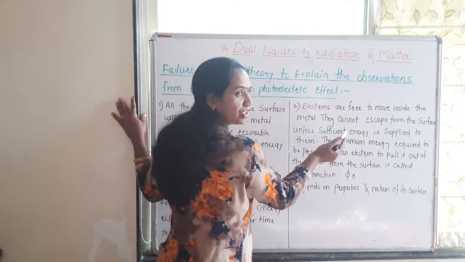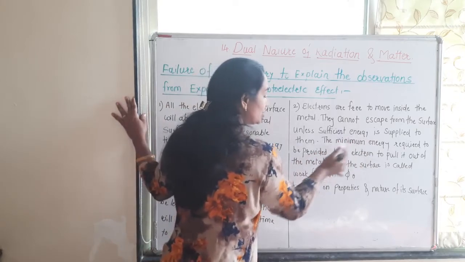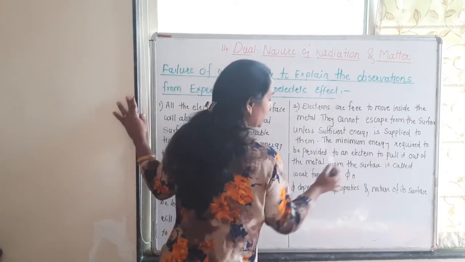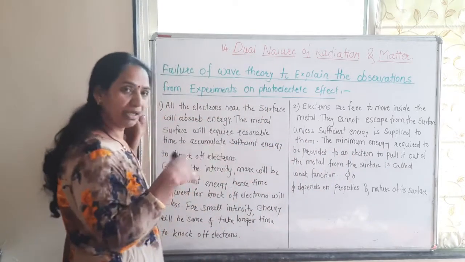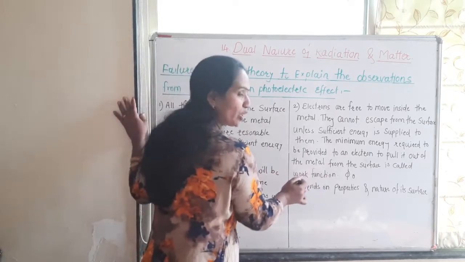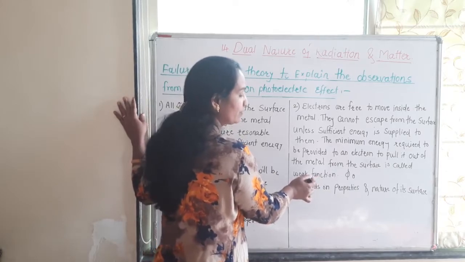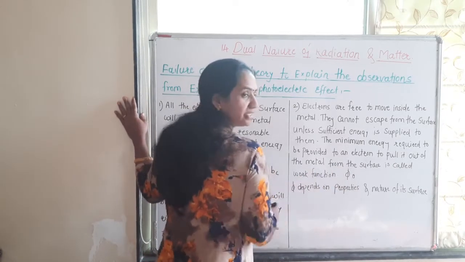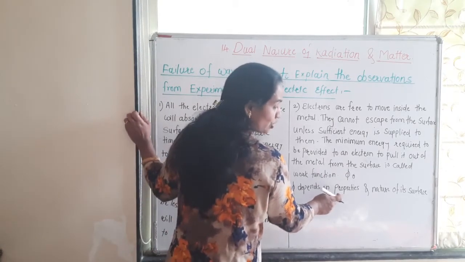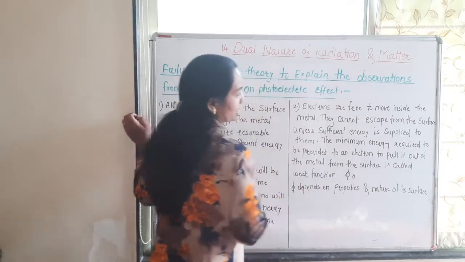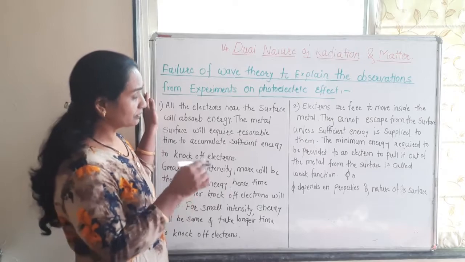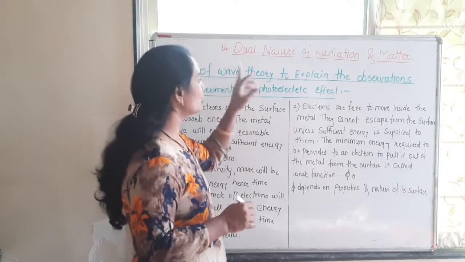The minimum energy required to pull an electron out from the metal is called the work function, denoted as phi 0, and this phi 0 also depends upon the properties and nature of the metals. These are the two points that show the failure of wave theory.